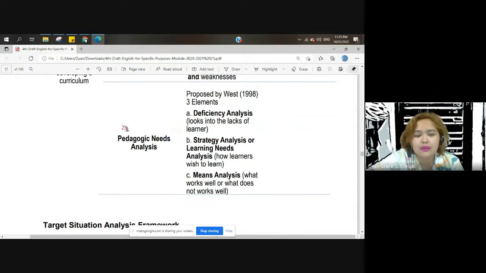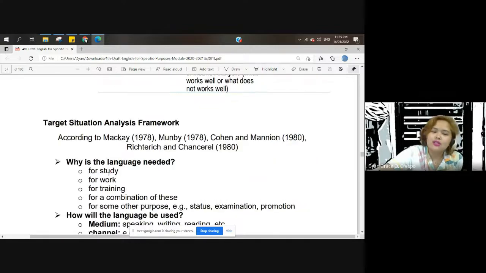What? Pedagogic analysis is the deficiency analysis. Titignan mo kung ano yung kulang ng learner, strategy, and how the learners wish to learn. Ano yung pwedeng gawin, and means analysis and what works well and what does not work well. Yun yung pedagogic. Kasi pedagogy is the art of teaching and learning. So, dito mo chine-check, constantly checking.